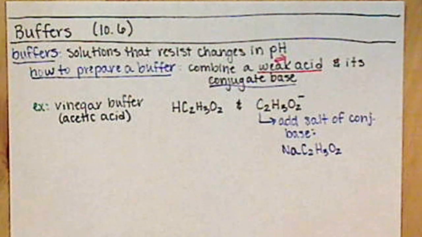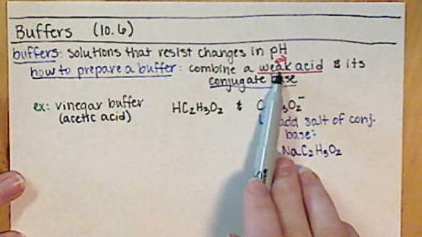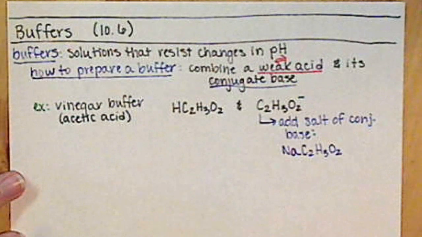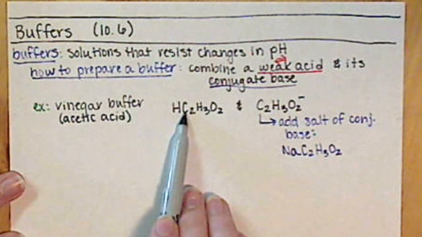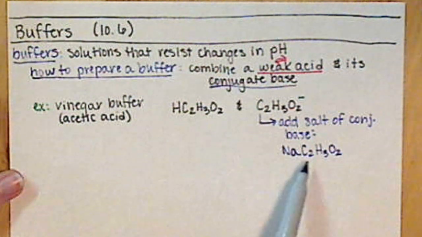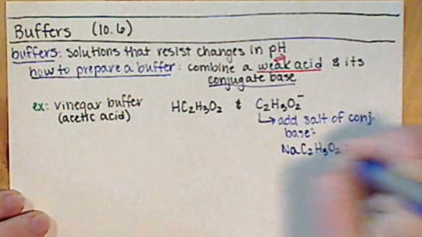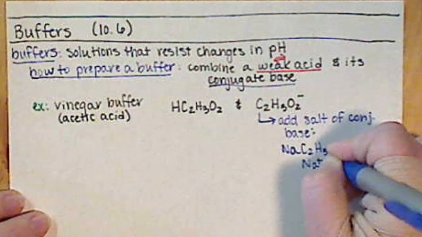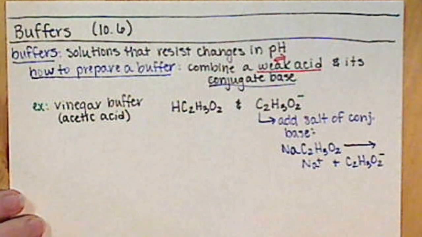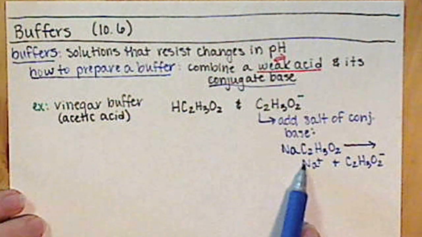So the overall equation of what we're looking at when we have this vinegar buffer: remember I said that we had the weak acid because we want to utilize this concept of the equilibrium. So we're going to prepare our buffer from the acetic acid and from our acetate ion. We're going to get that from our sodium acetate, because this is going to completely dissociate into sodium ion and C2H3O2 minus.